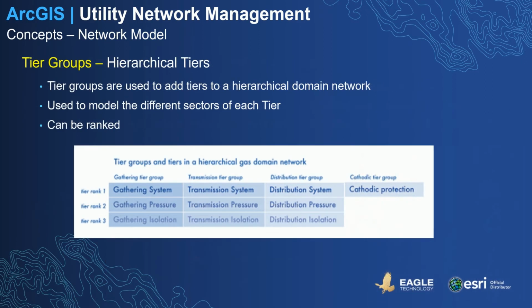Tier groups can be used to model the different sections of those different types of networks. For example, in a gas network: gathering, transmission, distribution, and cathodic protection. If you manage or model only one sector, let's say it's only distribution, then it's still a requirement that you create your domain network with at least one tier group. If you need additional sectors in your network, like say cathodic protection, you can add them later without significantly adjusting your network model. Tier groups are not used in partition networks like those used for electric or telco.